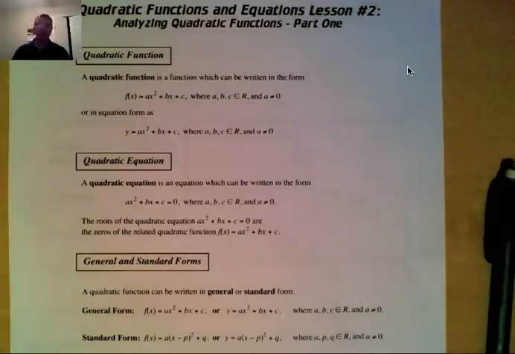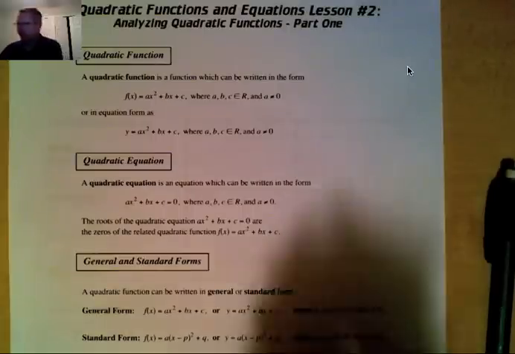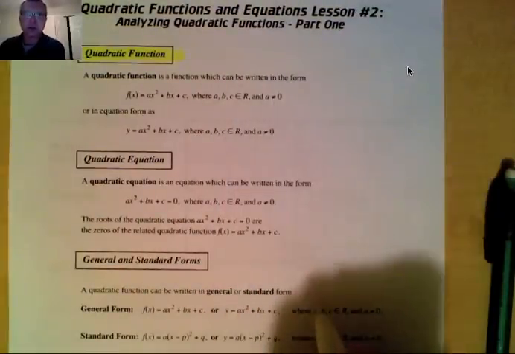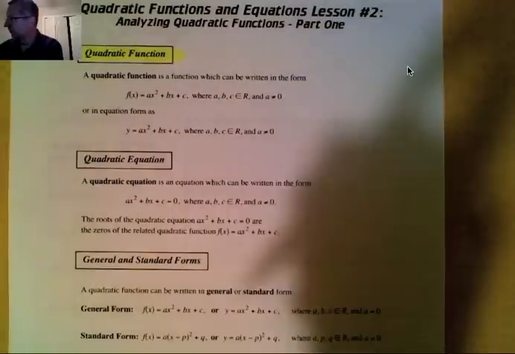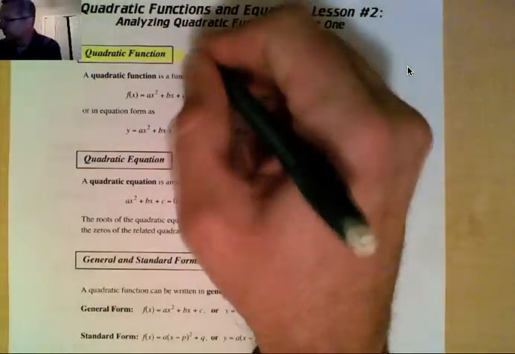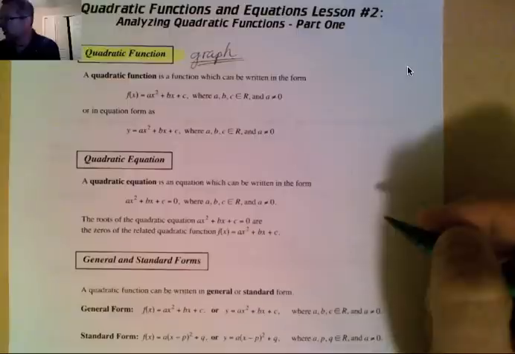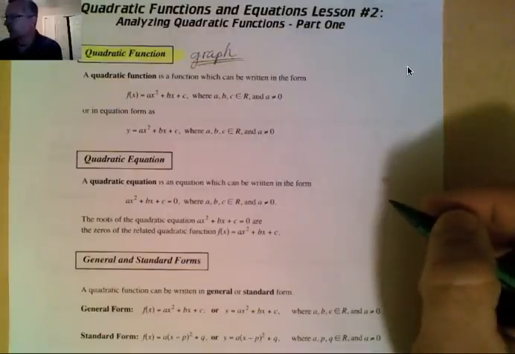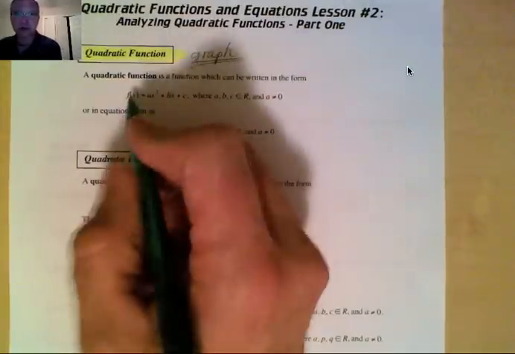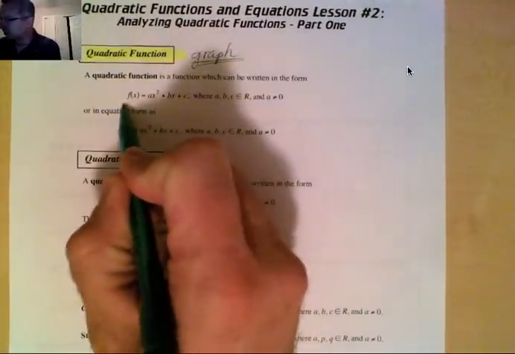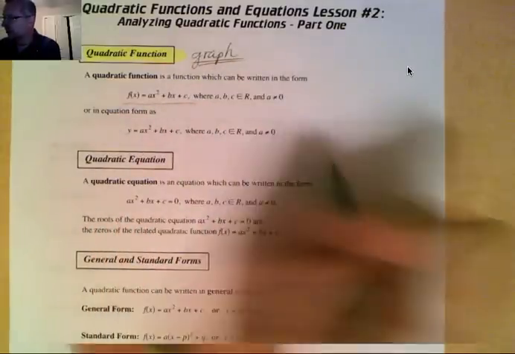Now, there's quite a bit of terminology in this lesson that we need to look at and learn. The first one we need to talk about is this concept of a quadratic function. Function usually refers to a graph. So whenever we're talking about a quadratic function, we're talking about something related to a graph. Now, because we're talking about a function, we're going to write this in function notation.